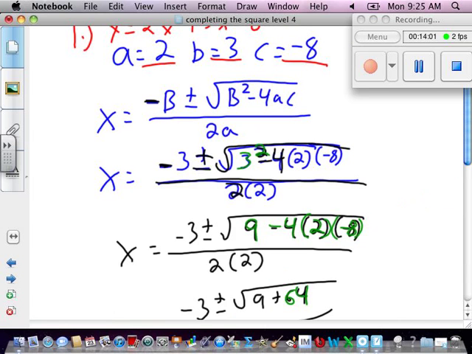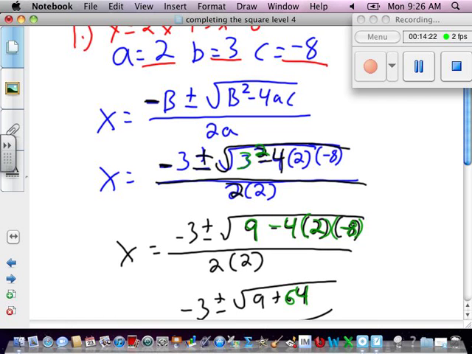Then we just plug it in. We've got B here, so instead we've got 3. B here, so we've got 3. A here, so we've got 2. C here, so we got -8. A here, so we got 2. So that gives us -3 plus or minus the square root of 3 squared minus 4 times 2 times -8 all over 2 times 2.